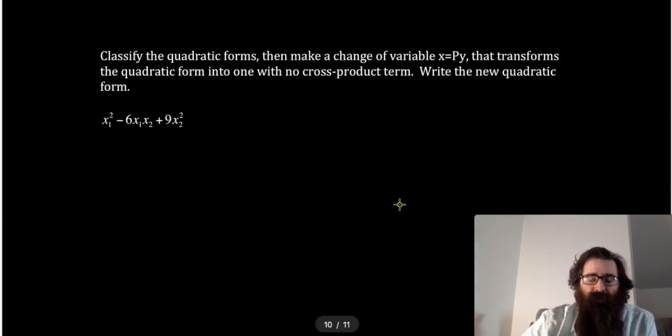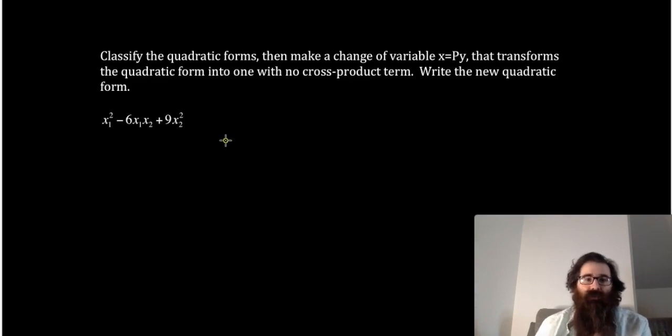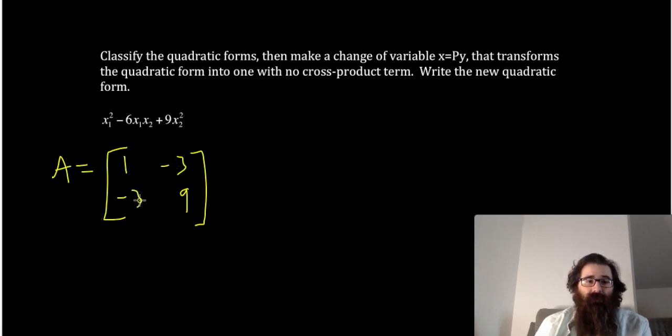We'll take a look at one more example, and then we'll talk a little bit more about how that change of variable is working. So same type of example, just a third example. We're really getting a lot of good practice in here. I want to classify the quadratic form, make a change of variable x equals P times y, and I want to write the new quadratic form with no cross product term. Let's build that matrix A. x1 squared, that's a 1x1 squared, so 1 in the upper left. I have a 9x2 squared, so 9 in the bottom right. But remember, for that x1, x2 term's coefficient, I have to split. So that's going to be negative 3 and negative 3.